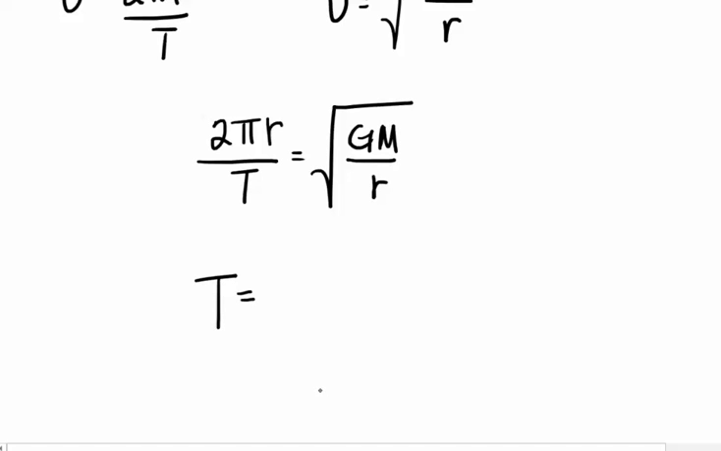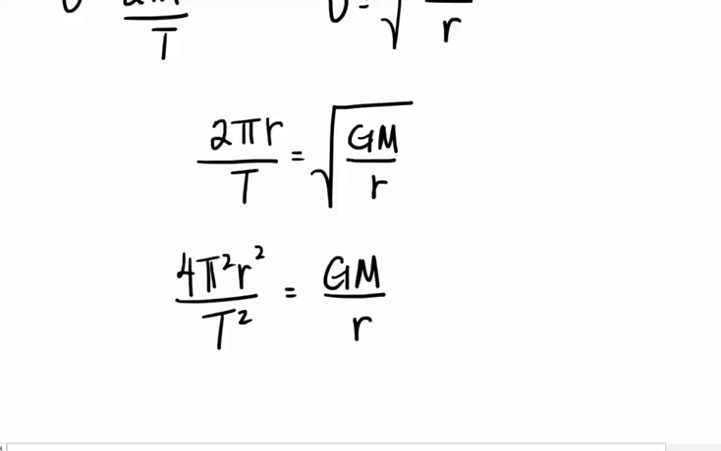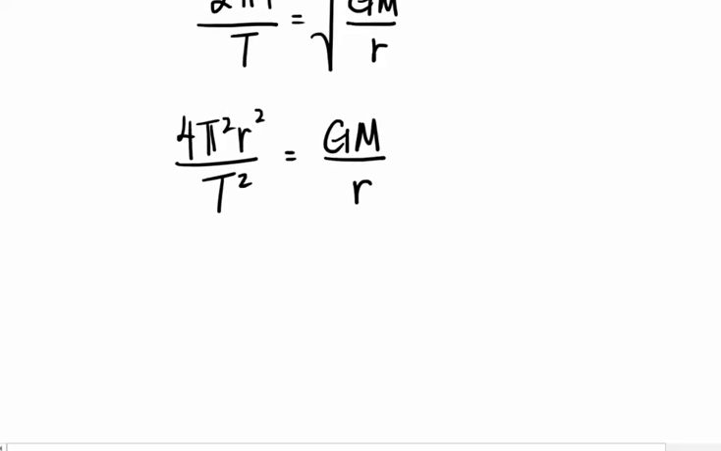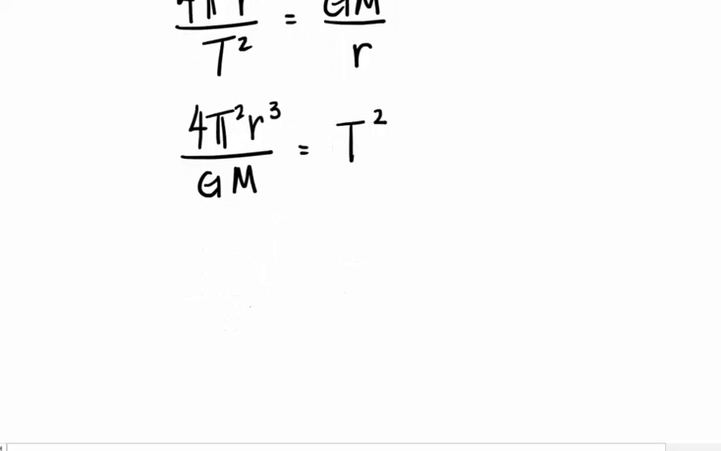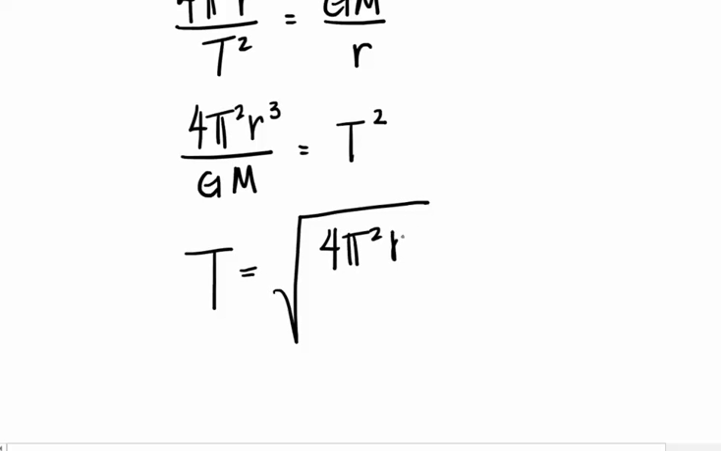If I solve for the period, I need to square both sides. Actually, let's go back a step here. So 4 pi squared r squared over period squared would be equal to GM over r. Squaring both sides, then 4 pi squared r cubed divided by GM would be equal to period squared. Take the square root of both sides, put period first. The period will be the square root of 4 pi squared r cubed over GM.